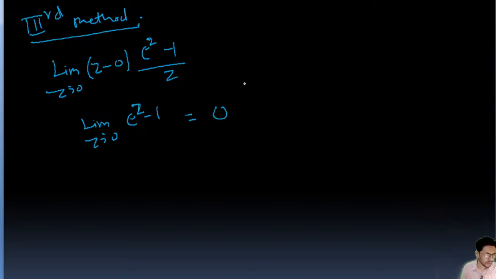In the third method, if this value is 0, it means z equal to 0 is a removable singularity.